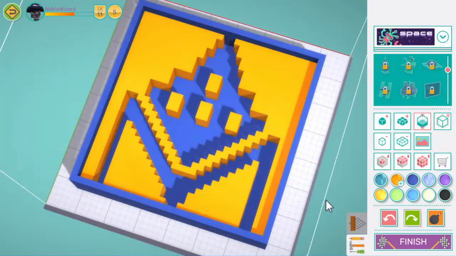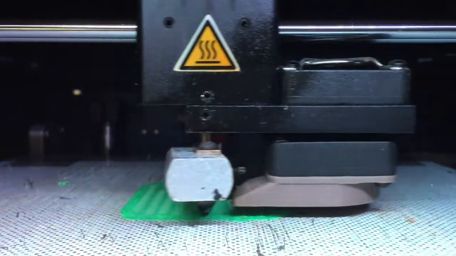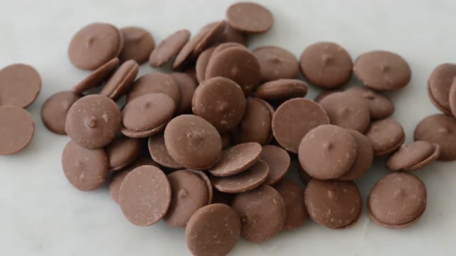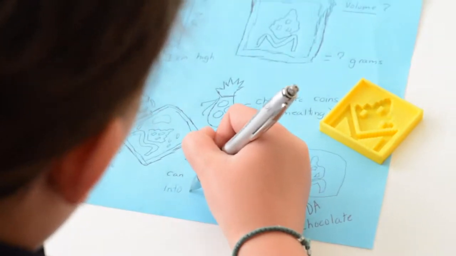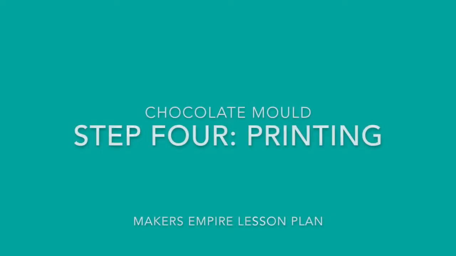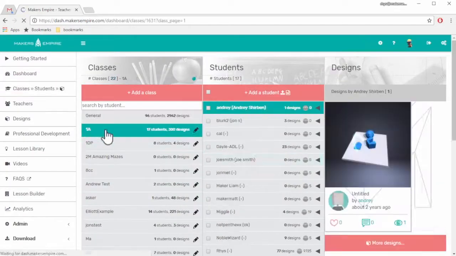Students must now choose one of their 3 designs to be 3D printed. They need to calculate the capacity of the cavity they've made in their design. How much chocolate will it hold? Ask students to show how they have made their calculations and to represent the capacity of their chocolate mould as millimetres cubed. Now it's time to print the students' designs.